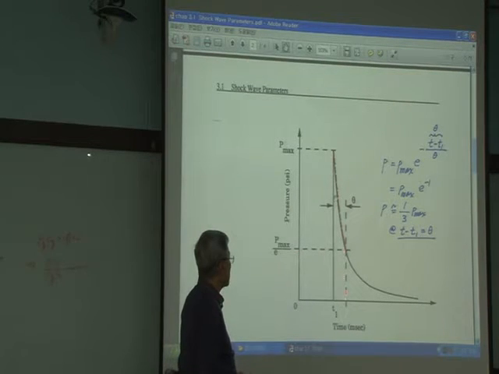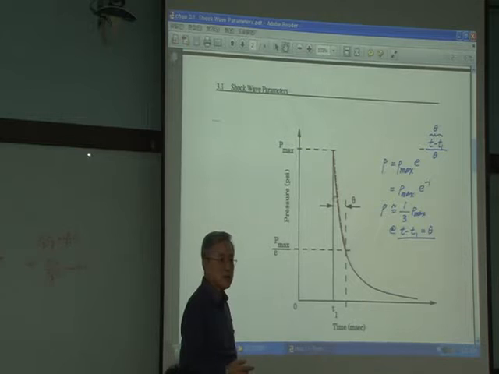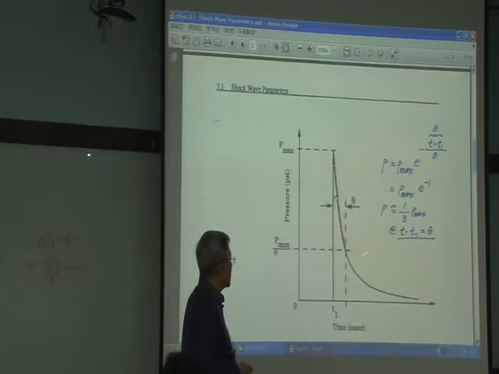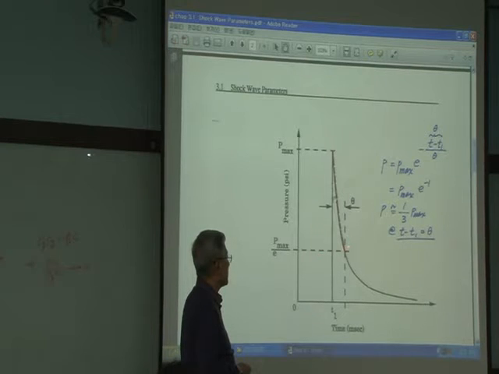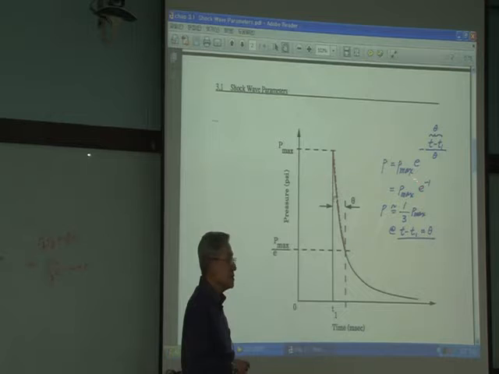And this point is the point where I set T minus T1 equal to theta. Theta value is about 2.81, let's say 3. And this point is about 1/3 of the P max point. I put the red dot here.